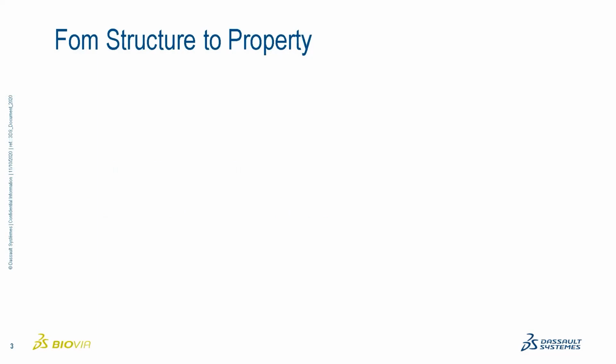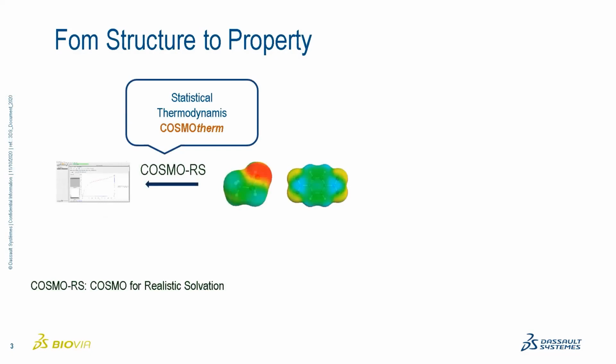So first of all, what is our goal? We would like to predict a thermodynamic property, like here in this small picture, it's some VLE, so vapor liquid equilibrium, that we are interested in. And what do we need to predict this equilibrium? As we have heard this morning, we need COSMO files. And then we can use these COSMO files to do COSMO-RS, our statistical thermodynamics approach, and we will do that with the program COSMOtherm that we have already seen this morning.